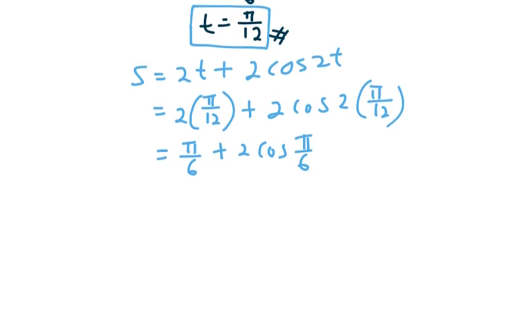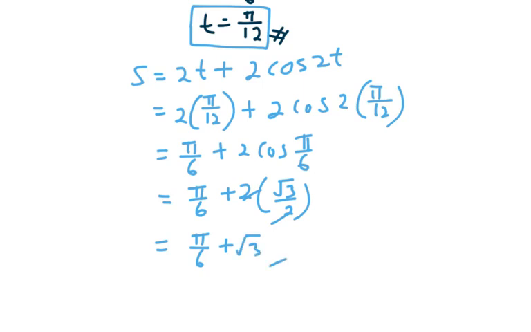Putting all the values in the calculator, or without using a calculator actually, you can get the answer as pi over 6 plus 2. Cosine of pi over 6 will give you square root of 3 over 2. Simplify this, you will get pi over 6 plus square root of 3. That is your answer in exact form. However, you can key all the values in the calculator and you should be able to get 2.26 in 3 significant figures, which is also a correct answer.